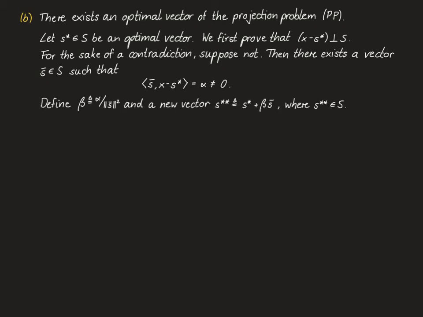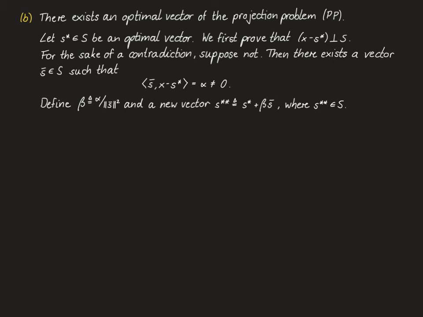Now define another scalar beta as the scalar alpha divided by the norm of S bar squared, where the norm of S bar is clearly non-zero because the vector S bar cannot be the 0 vector. And also define a new vector that we call S star star as S star plus the scalar beta times S bar, where clearly S star star is an element of the subspace S because S star and S bar are both in S.